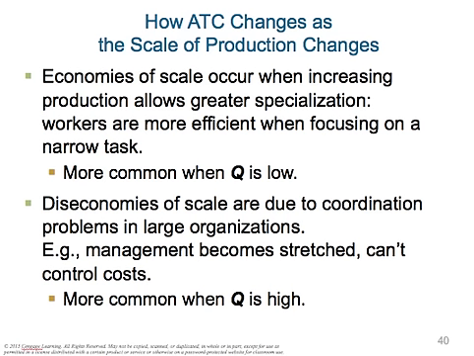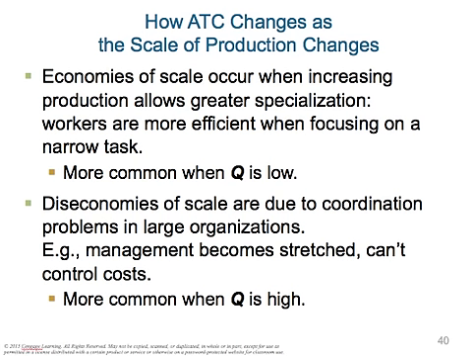So, to continue with how average total cost changes as the scale of production changes: economies of scale occur when increasing production allows for greater specialization. Workers become more efficient when focusing on a narrow task. This is more common when the quantity is low. So when you start out, there are economies of scale to be garnered as your workers become more efficient at producing what they produce.